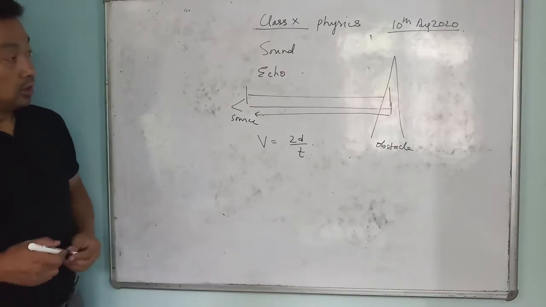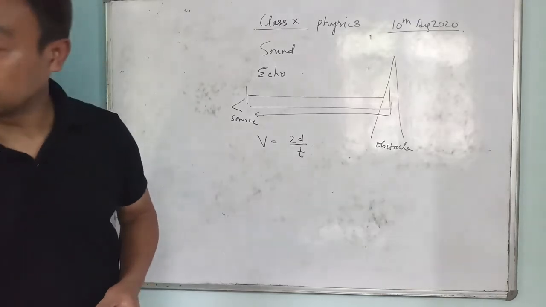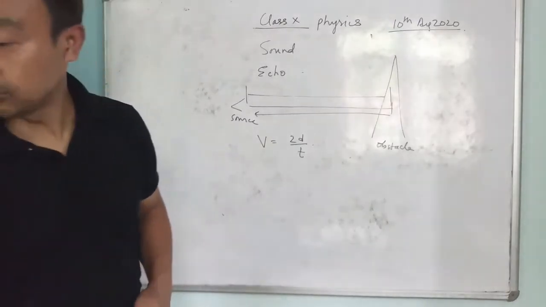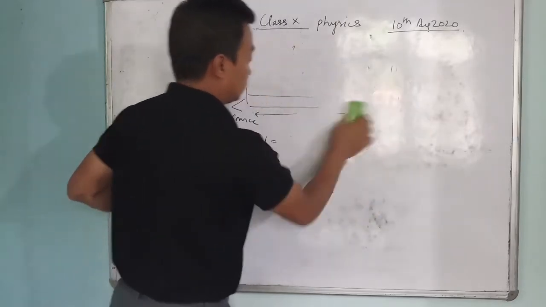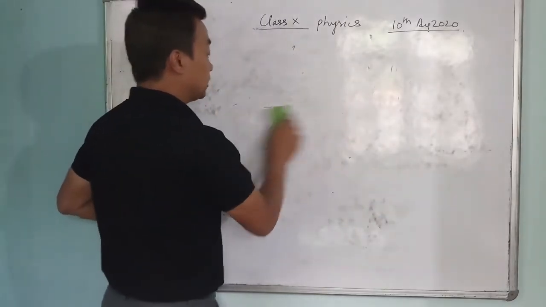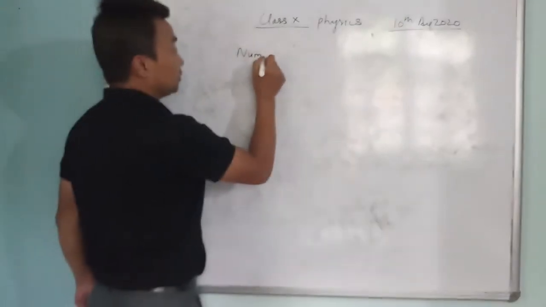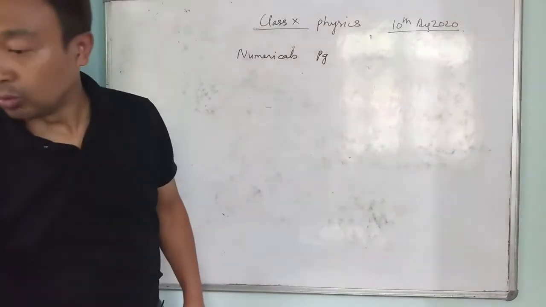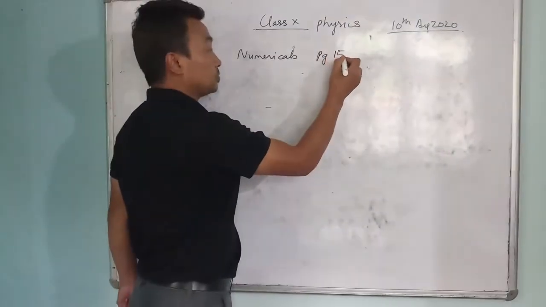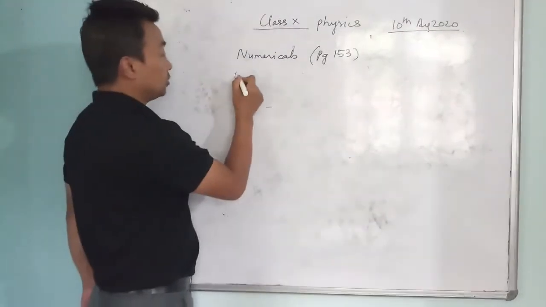Now, continuing with this, we will do some numericals from the textbook on page number 153. Let us do some numericals today. These numericals are very important from the exam's point of view also. If you turn to your physics textbook, we have numericals on page number 153. There are about 10 questions, so I'm going to solve only 5 today.